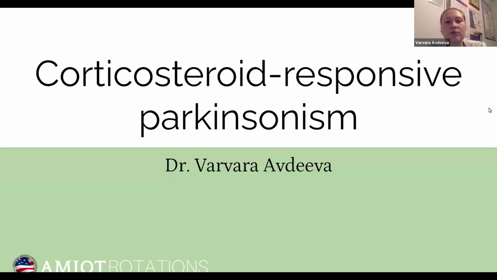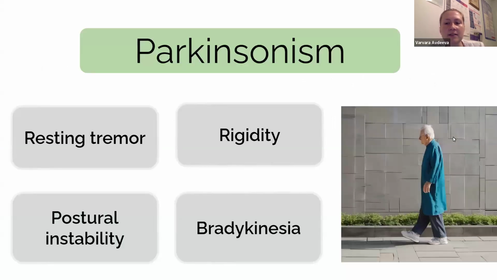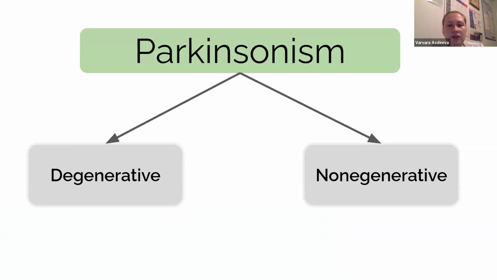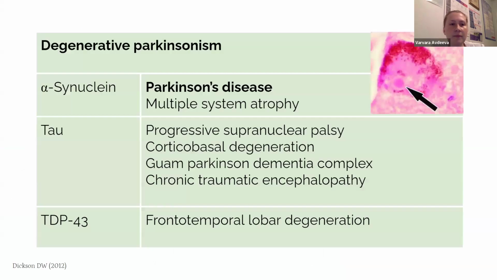Dear colleagues, I'm going to present on corticosteroid responsive Parkinsonism. Parkinsonism is a constellation of common symptoms, which include resting tremor, rigidity, bradykinesia, postural instability, and many other symptoms, including festination and hypomimia. And there are many classifications of Parkinsonism. And one of these classifications is that Parkinsonism can be degenerative and non-degenerative.